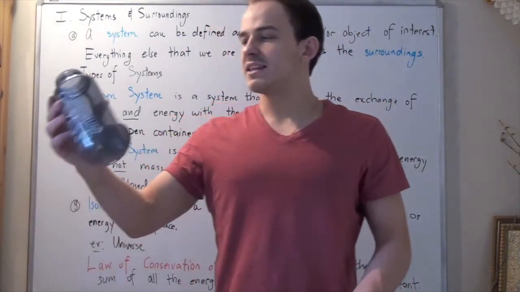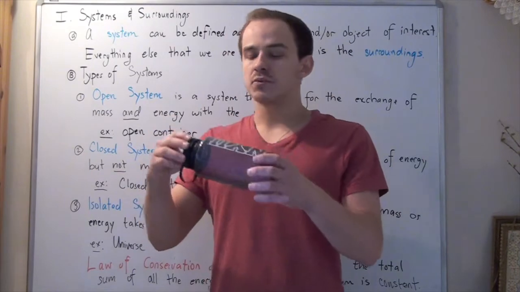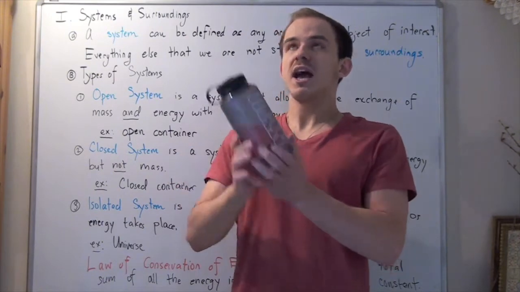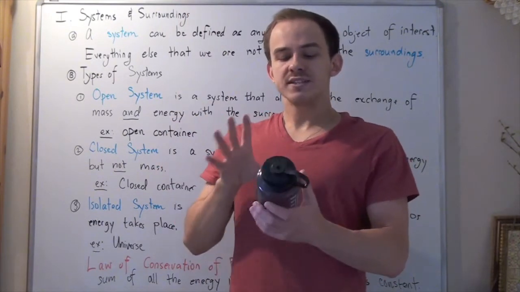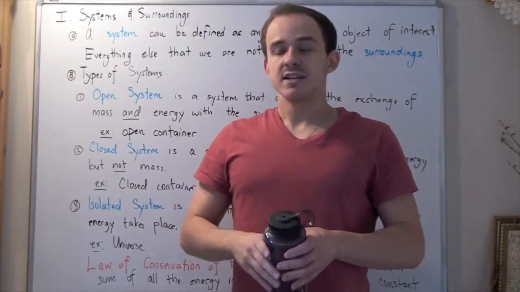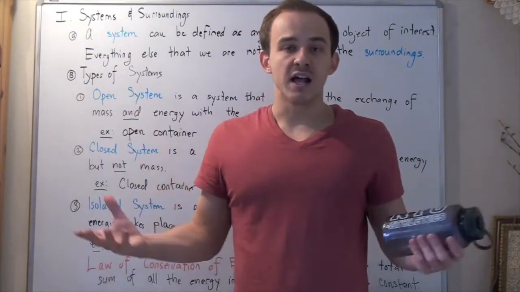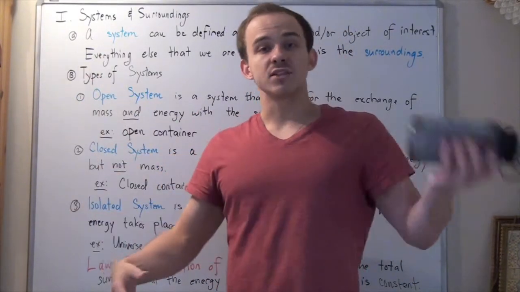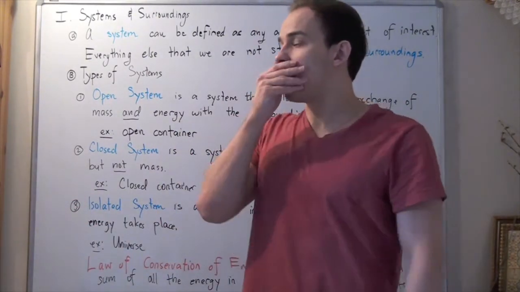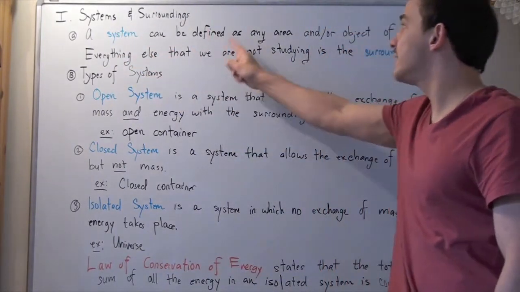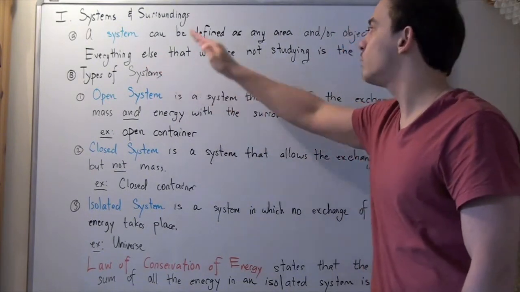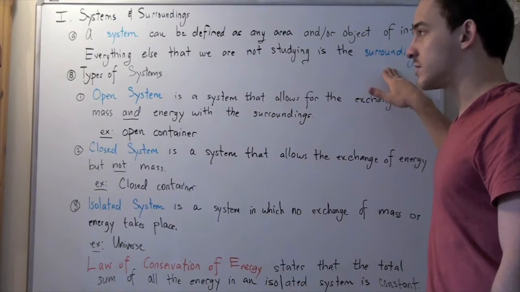So for example, if we take this water bottle, and this water bottle is our object of interest, the thing we're studying, for example, we're studying the motion of this object as it's traveling down from above, we say this object, the object of our interest, is our system. And everything outside our object, say the air molecules in this room itself, the building, the earth, and in fact the sun and stars and everything else in the universe, besides this object, is our surroundings. So, once again, a system can be defined as any area and or object of interest. And everything else that we are not studying is our surroundings.